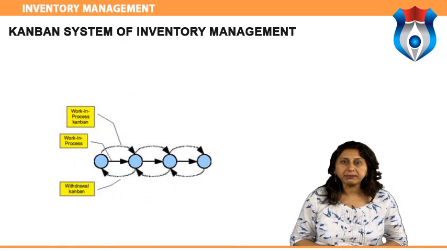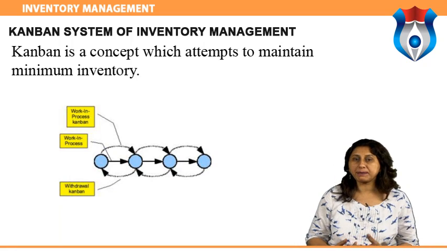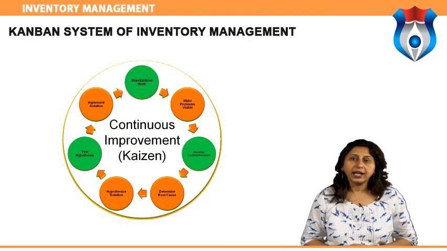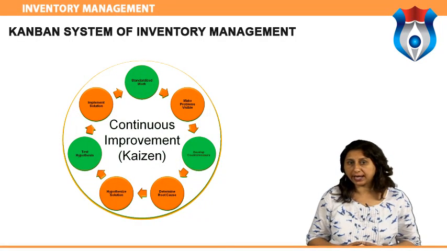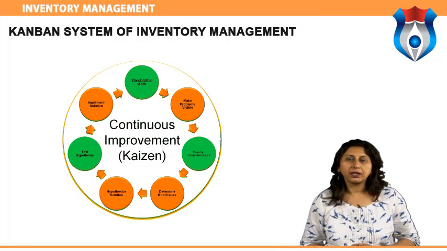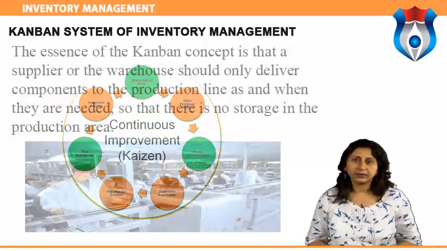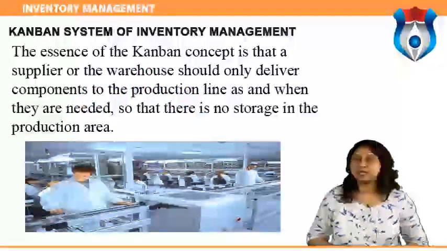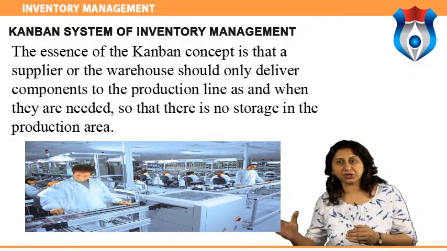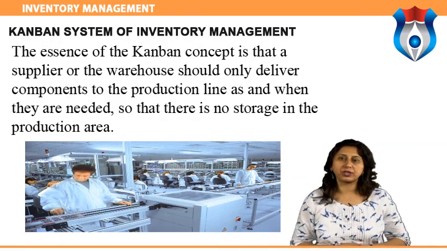Let's talk about the KANBAN system of inventory management. KANBAN is a concept which attempts to maintain minimum inventory. The KANBAN process involves more than fine-tuning production and supplier scheduling systems, where inventories are minimized by supplying these when needed in production and work in progress is closely monitored. The essence of the KANBAN concept is that a supplier or the warehouse should only deliver components to the production line as and when they are needed, so that there is no storage in the production area.